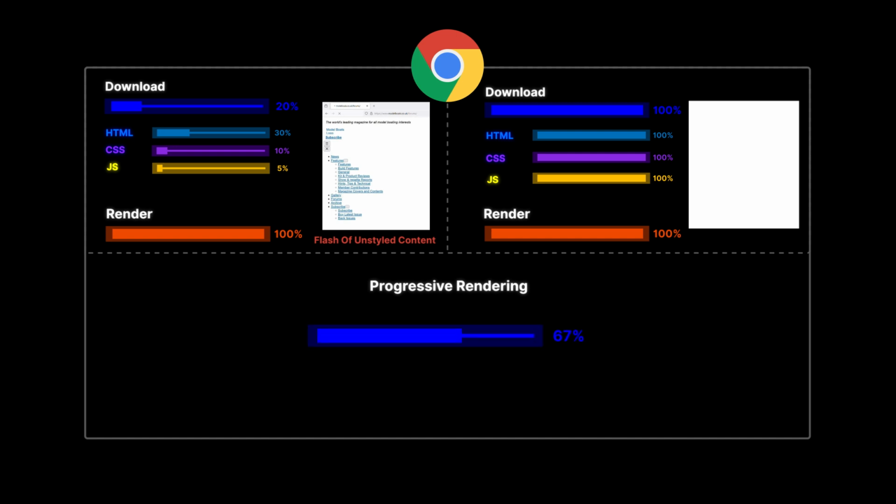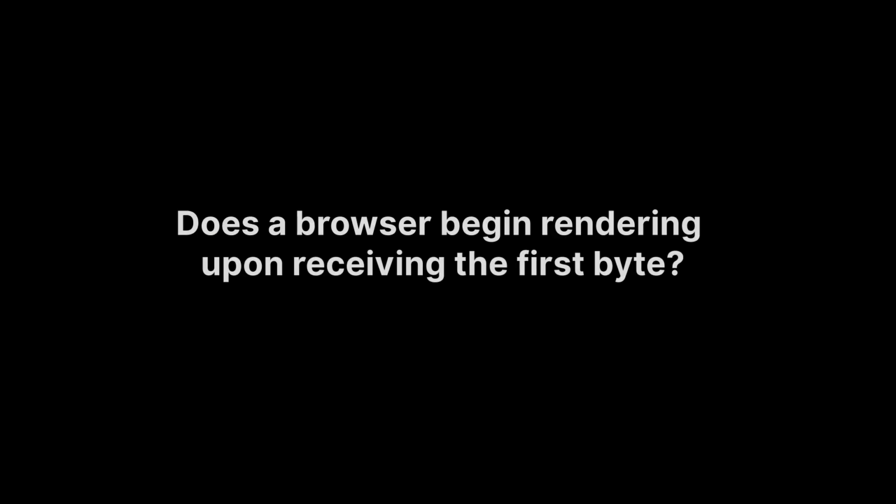The browser doesn't need to download everything to get started. That's why you can often see the text and layout of a page appear on the screen while the images are still loading in. But does the browser start painting pixels the instant it receives the first byte of code from the server? Not quite.